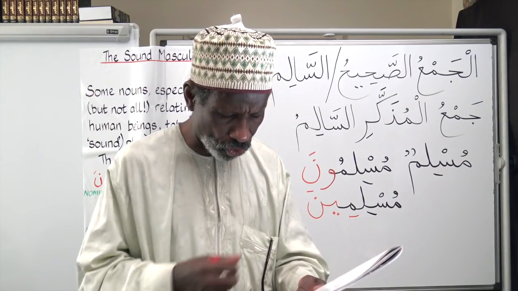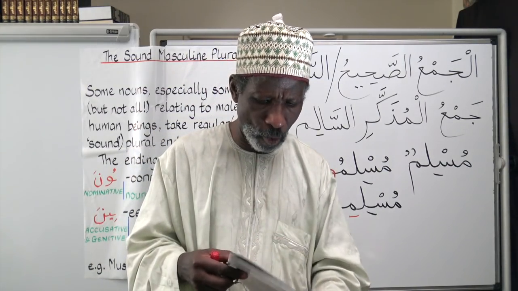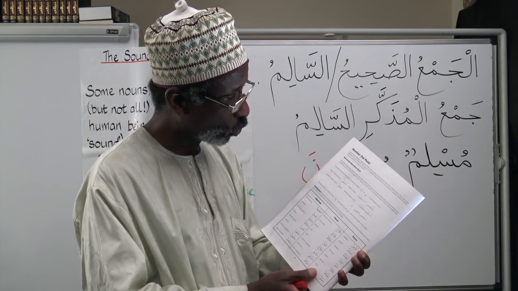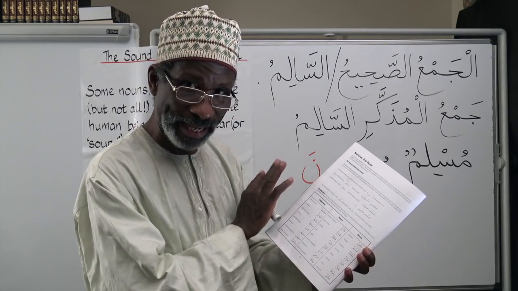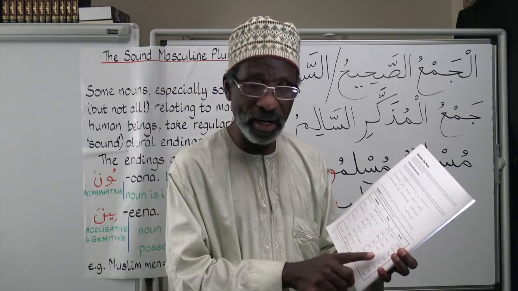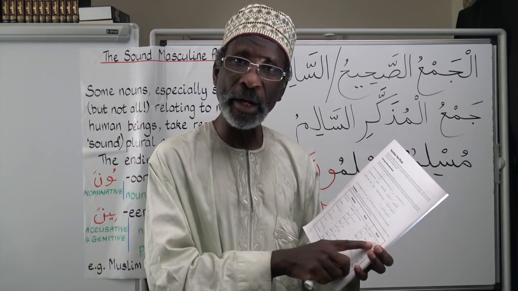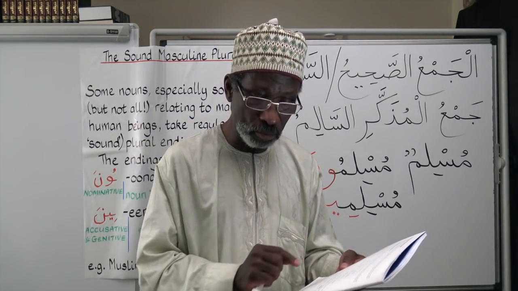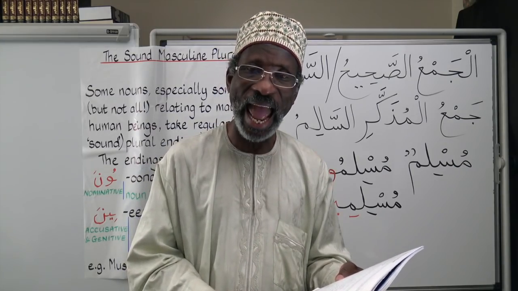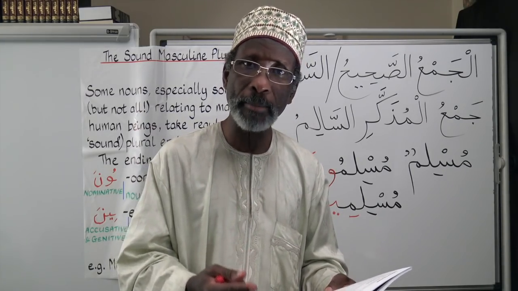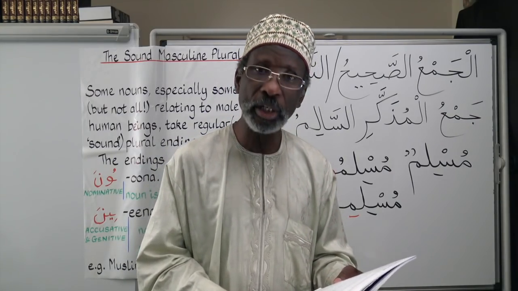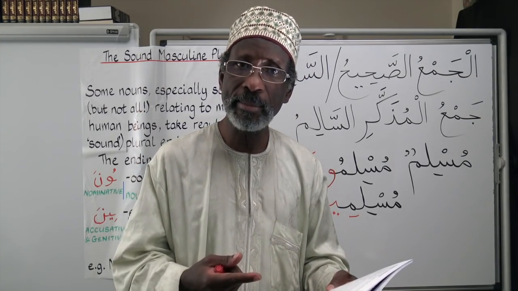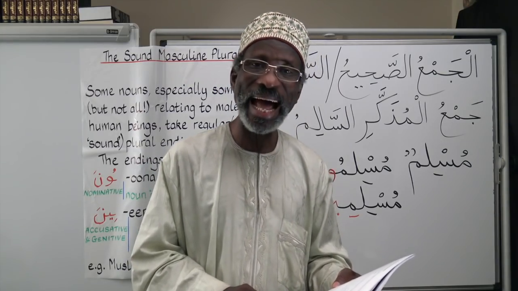Now, have a look at page 39 of our book, Gateway to Arabic number 2, where you will see what I have just explained. There is vocabulary here. We have mu'minun, a believer. Muslimun, a Muslim. So mu'minun becomes mu'minuna, muslimun becomes muslimuna. Mu'adhinun, a muezzin, mu'adhinuna.